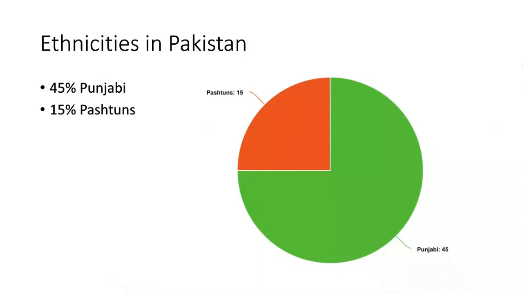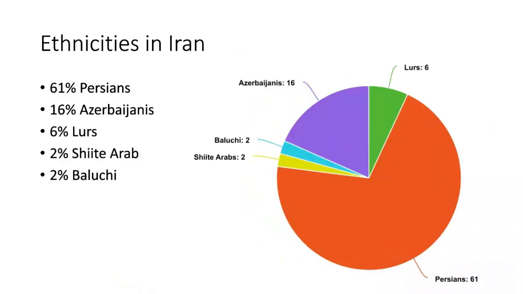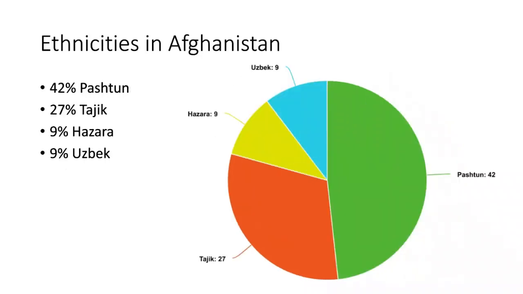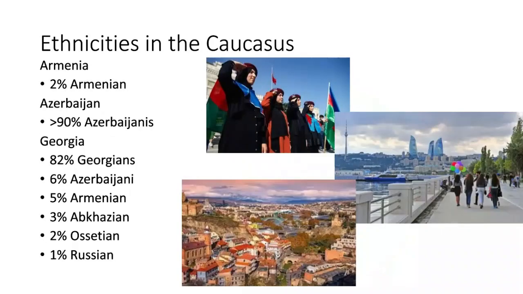Okay. Ethnicities in Pakistan, 45% Punjabi, 15% Pashtuns. Ethnicities in Iran, 61% Persians, 16% Azerbaijanis, 6% Lurs, 2% Shiite Arab, and 2% Baluchi. Ethnicities in Afghanistan: 42% Pashtun, 27% Tajik, 9% Hazara, and 9% Uzbek.